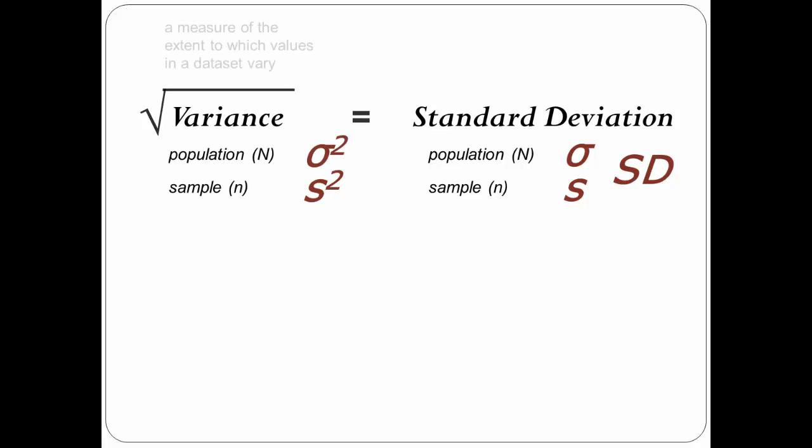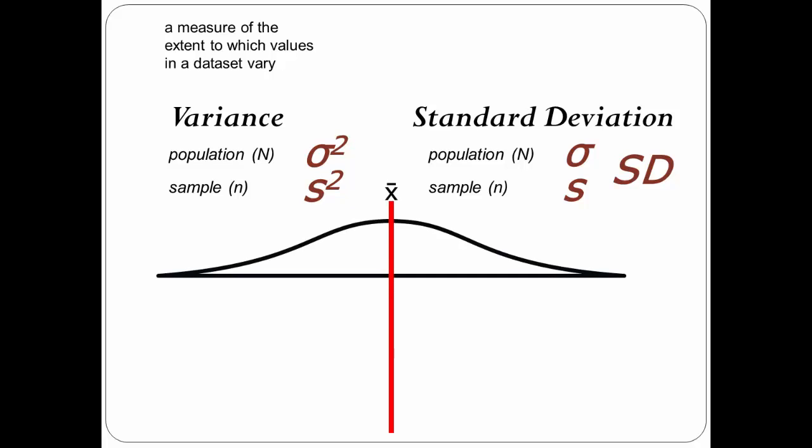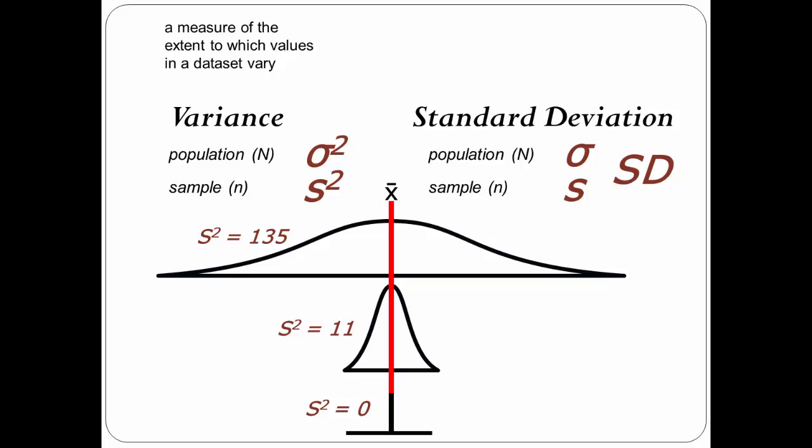Variance describes the extent to which values in a data set vary. It measures how far a set of numbers is spread out in relation to the mean. Are the scores spread out a lot, or are they all clustered together around the mean? The larger the variance statistic you calculate, the more spread out the data are. The smaller the variance statistic, the more the scores are clustered around the mean. And a variance of 0 means that all the scores in a data set are the same. They are the mean.